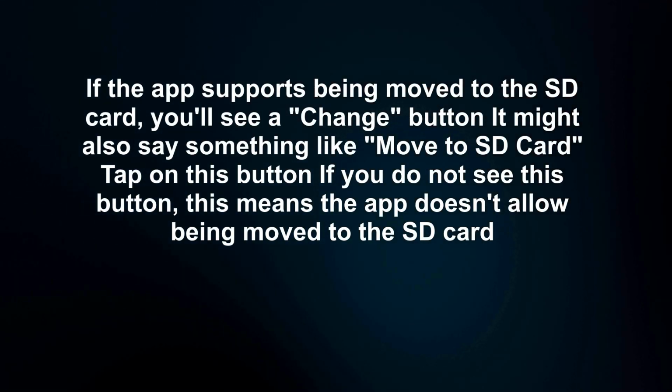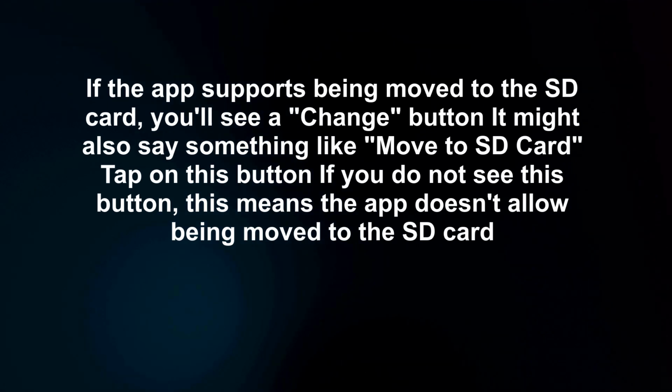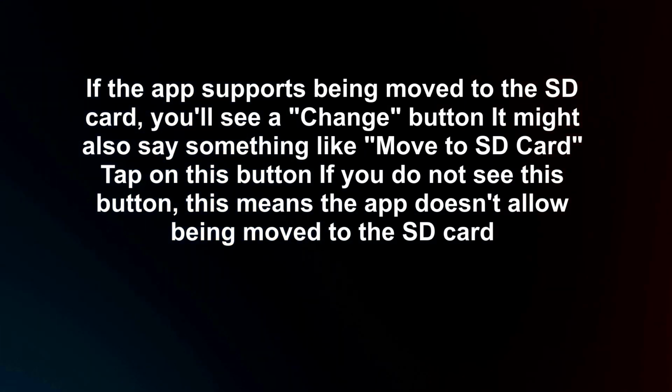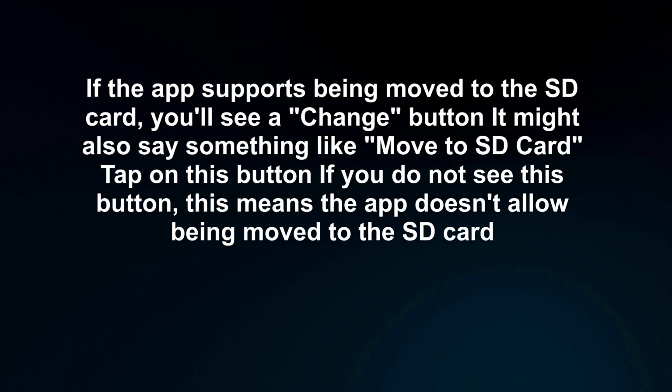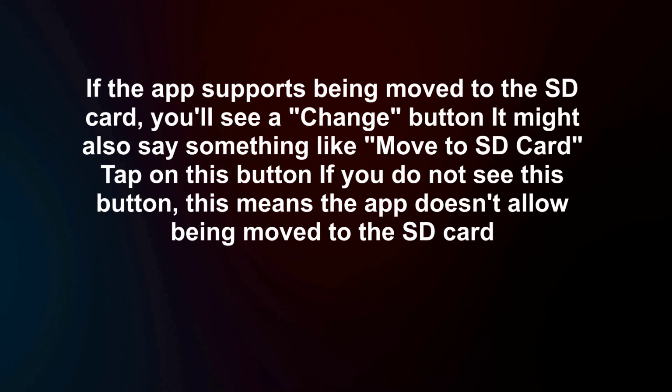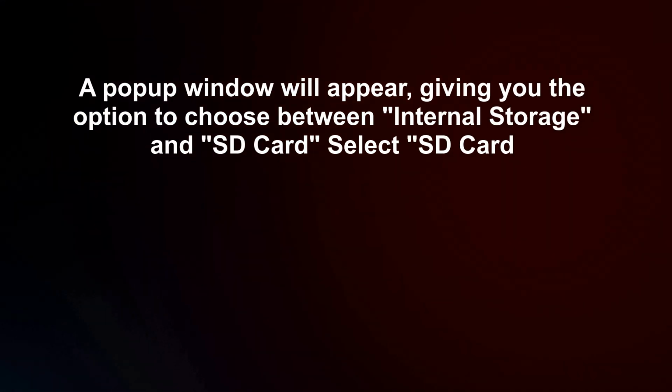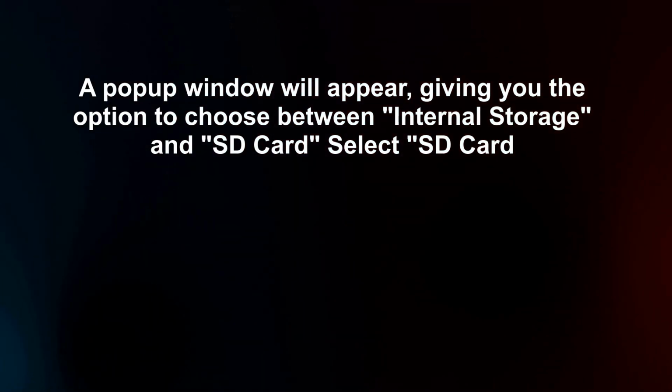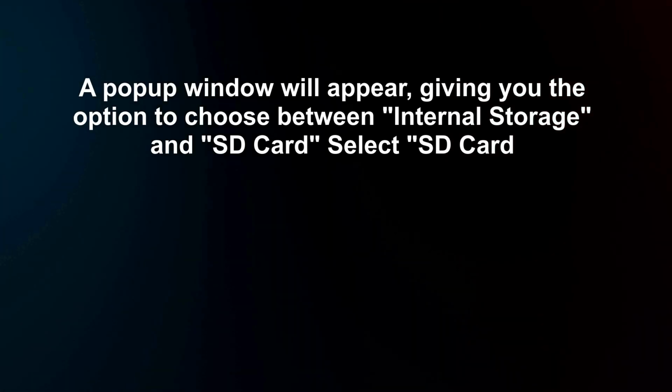If the app supports being moved to the SD card, you'll see a change button. It might also say something like Move to SD card. Tap on this button. If you do not see this button, this means the app doesn't allow being moved to the SD card. A pop-up window will appear, giving you the option to choose between internal storage and SD card.